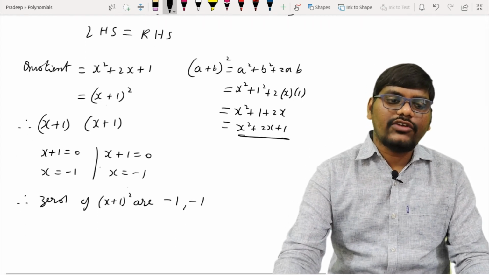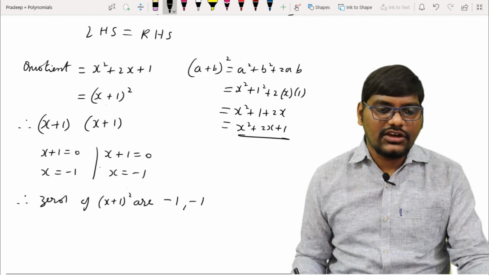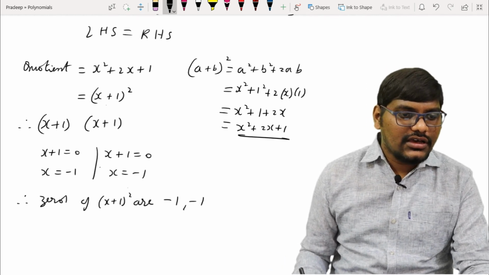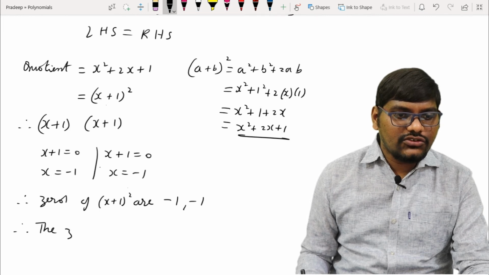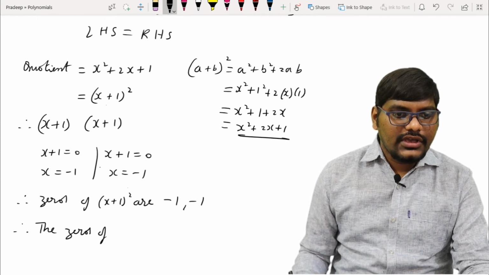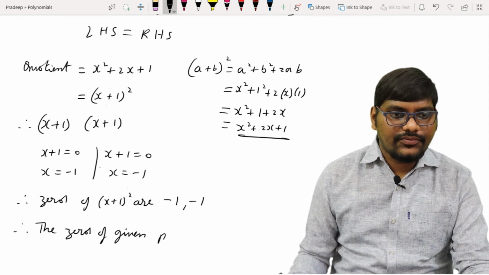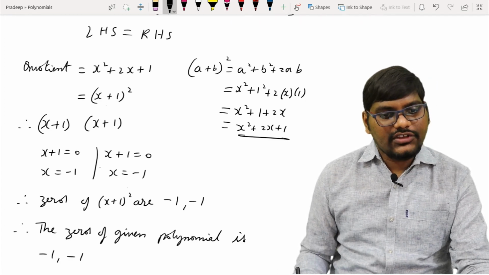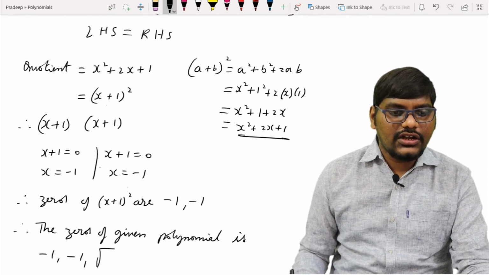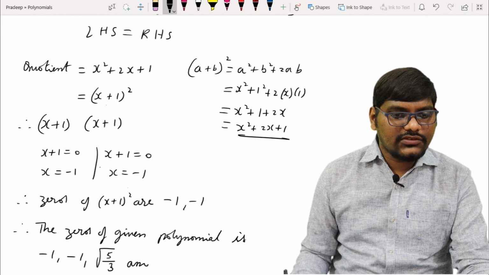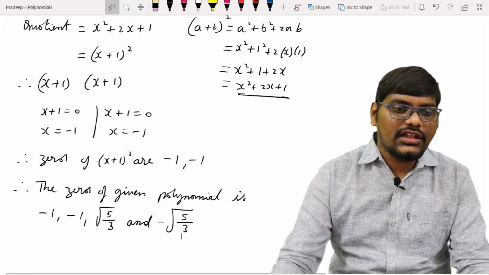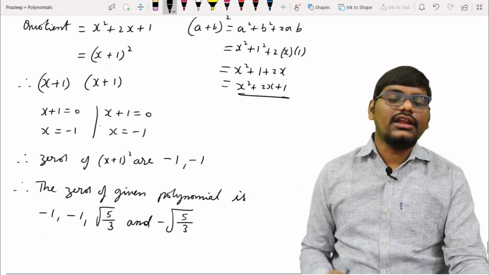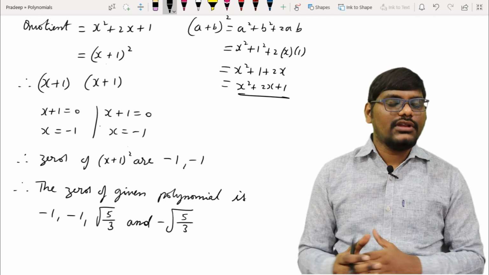Okay, and for the given polynomial, that also we will just write the conclusion. Therefore the zeros of the given polynomial, what are the zeros? Minus 1, and second one is minus 1, and third one is under root 5 by 3, and the last one is minus under root 5 by 3. Okay, so these are all the roots which we got for the particular question. So this is all about this particular question. We'll go for the next one.